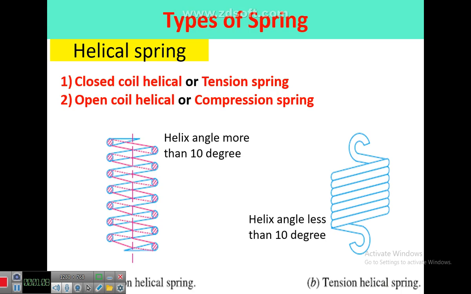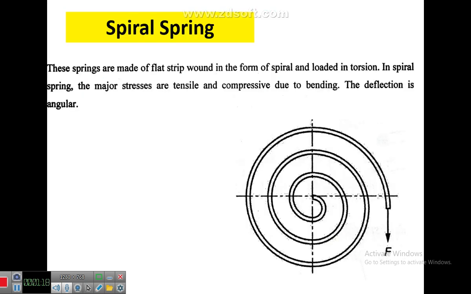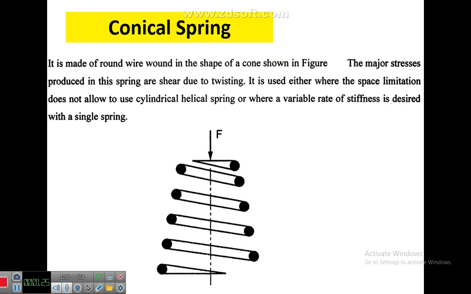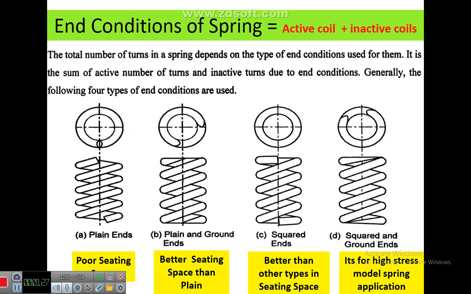Coming to the types of spring, the major classification starts from the helical spring. It has two varieties, closed coil spring and open coil spring. The next one is spiral spring, then leaf spring, then disc or Belleville spring, then conical spring.